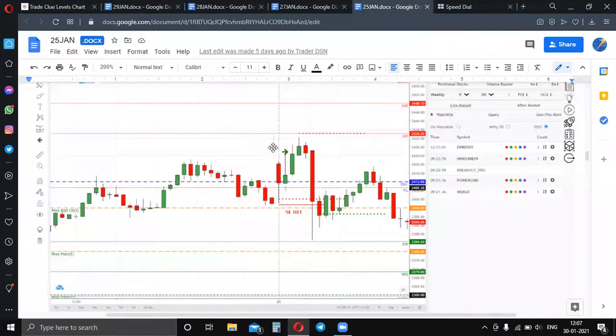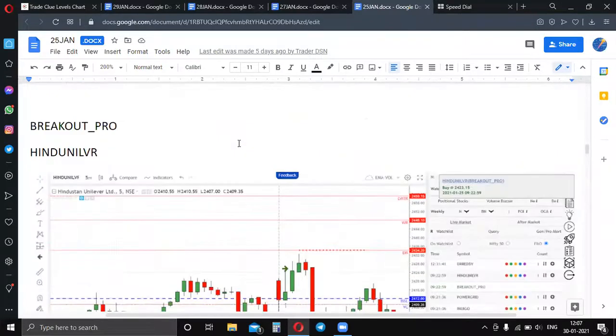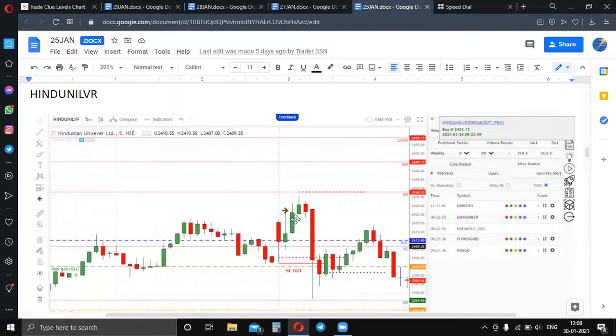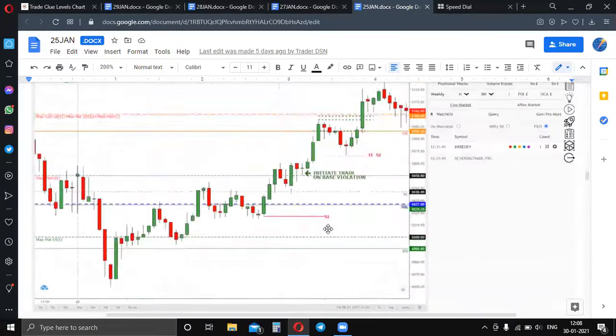All right. So the first thing that happened was Hindustan Unilever. It started giving us one of our entry patterns, which was the base violation, and then a sharp reversal happened and it hit the stop loss. So it was a breakout failure that happened on Hindustan Unilever. The second stock was Dr. Reddy's. So we created a position in the afternoon after it started breaching the first candle's high and making a very good pattern, which was higher lows, right?